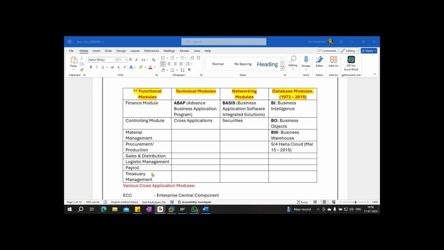Like material management, the team purchases, who will pay the value? The finance department. Sales and distribution, the sale, who will receive the value? Finance. Production charges, plant maintenance, who will take care of it? Finance. Next, logistic management, local freight charges: finance. Employee salary payment, who will take care of it? Finance. Treasury, bank, capital inflow, cash outflow, who will take care of it?